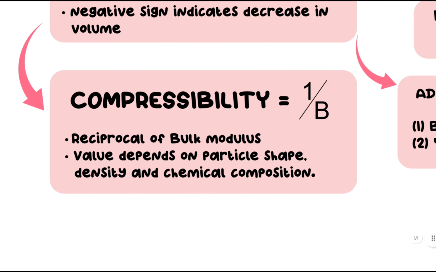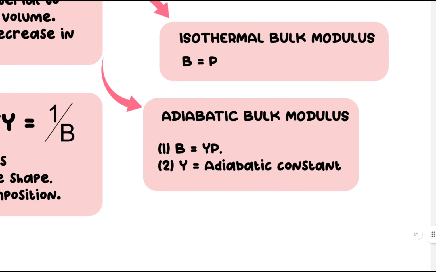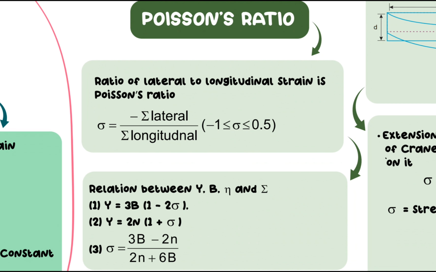Compressibility is 1 by B, the reciprocal of bulk modulus. Value depends on particle shape, density and chemical composition. Isothermal bulk modulus: B is equal to P. Adiabatic bulk modulus: B is equal to gamma P, where gamma is the adiabatic constant. Poisson's ratio. Ratio of lateral to longitudinal strain is Poisson's ratio.